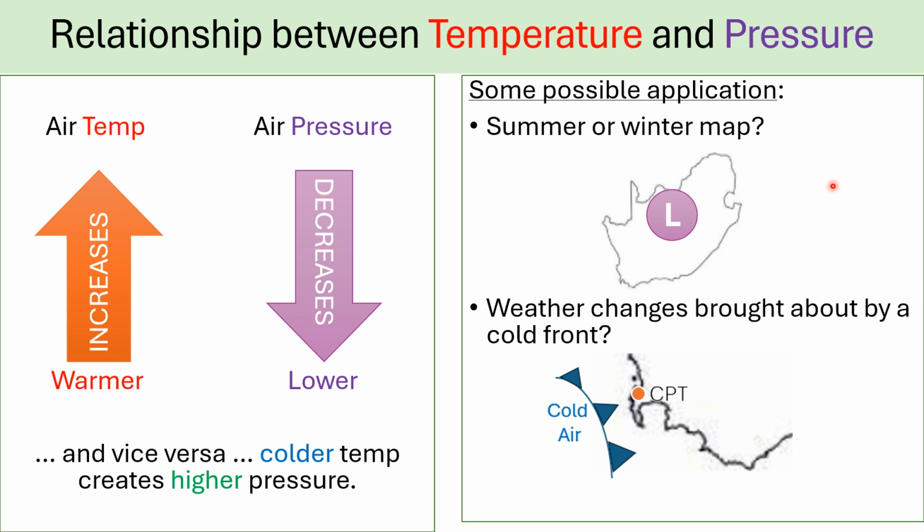In this session, I want us to focus on some basics that will help us gain a better understanding of climate and weather. There is a relationship between air temperature and air pressure. As seen by the arrows, temperature and pressure move in opposite directions. As temperature increases, air pressure decreases. In other words, the warmer it gets, the lower the pressure becomes.